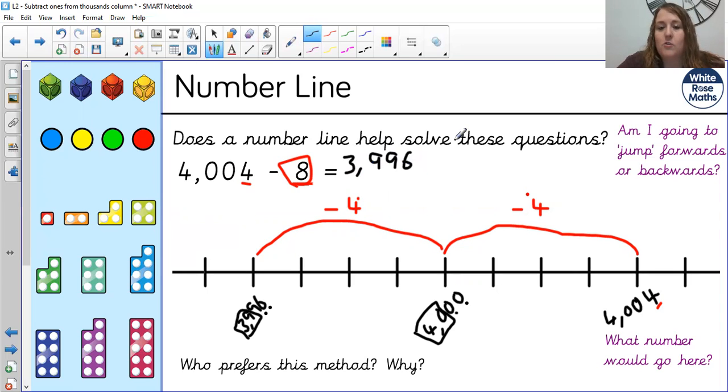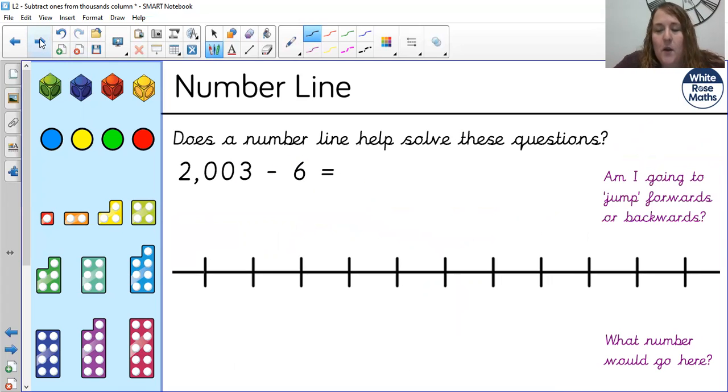Okay, just like we did yesterday, we can check that using our inverse. 3,996, adding on 8 should give us 4,004. So 996, 997, 998, 999. My next 1,000 number, which would be my 4,000, 1, 2, 3, and 4. I've got my 8 fingers, so hopefully you can use that to practice, to check. I'm going to have a go at another one. Again, if you need to pause at any point and go back, that's absolutely fine.